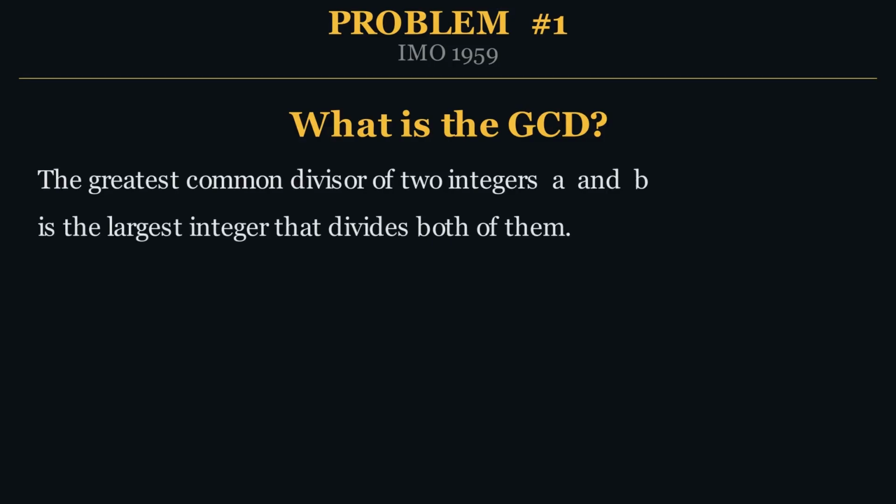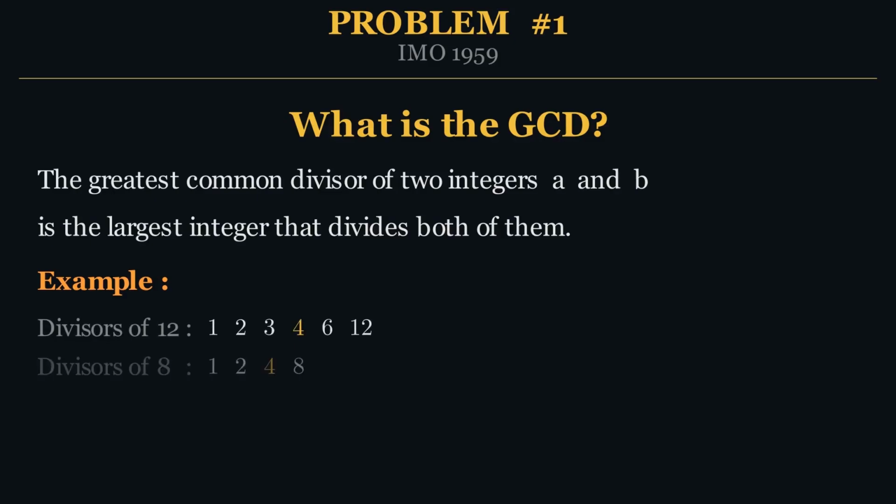First, what is the greatest common divisor? The GCD of two integers, a and b, is the largest integer that divides both of them. For example, look at the divisors of 12. That's 1, 2, 3, 4, 6, and 12. Now the divisors of 8, that's 1, 2, 4, and 8. The largest number appearing in both lists is 4, so the GCD of 12 and 8 is 4.